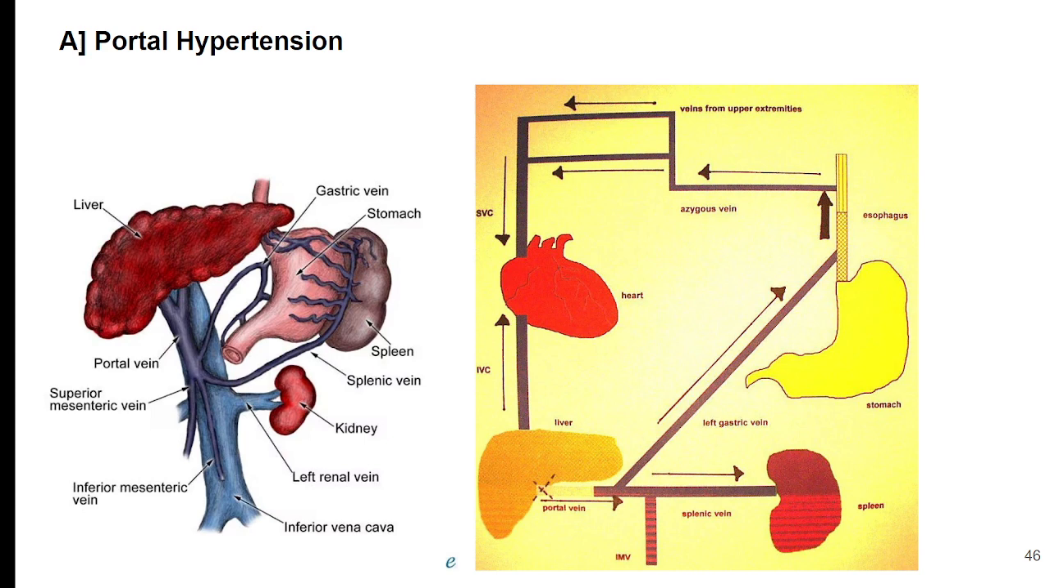Of course, it's not only the ammonia, there are hundreds of substances which could be neutralized by the liver, so portal circulation is absolutely essential to prevent the toxic effects of the food digestion.